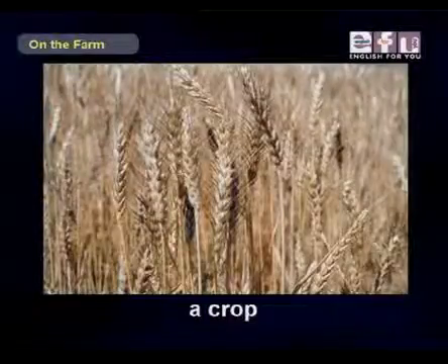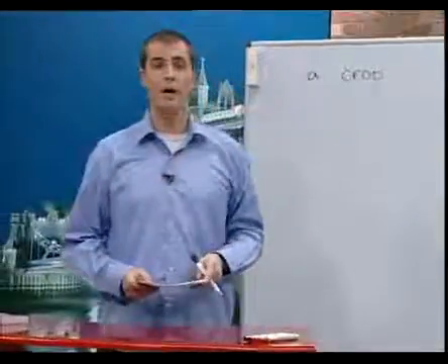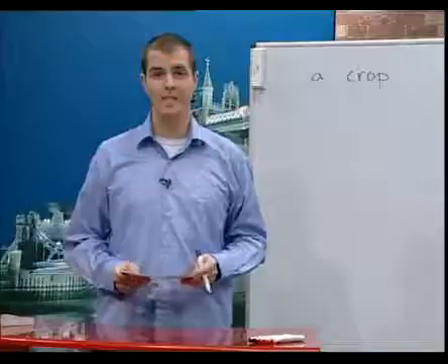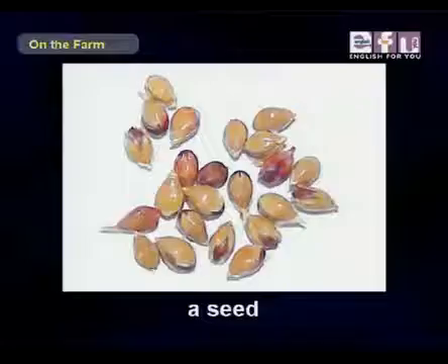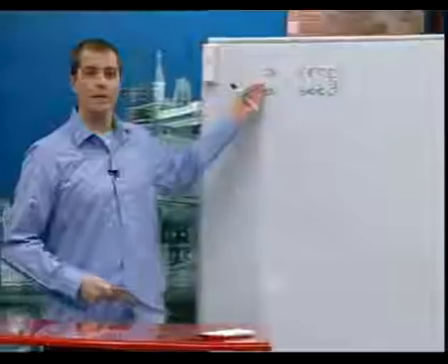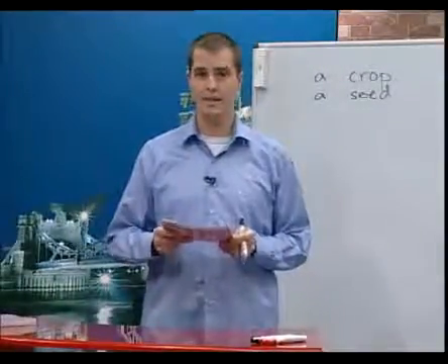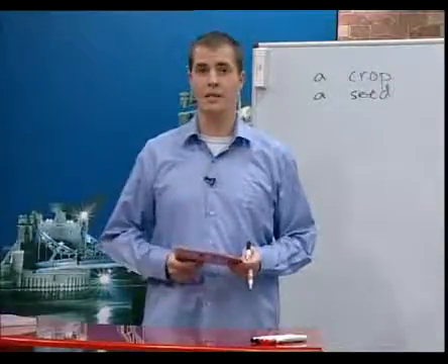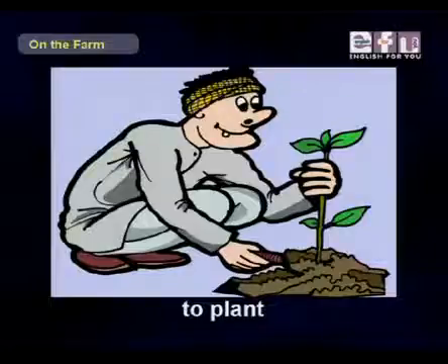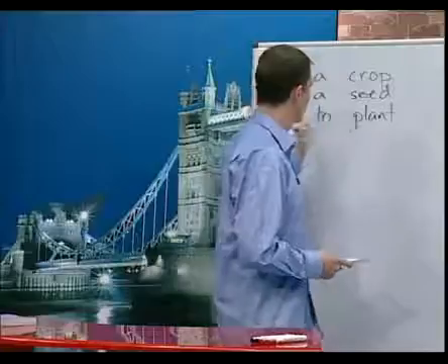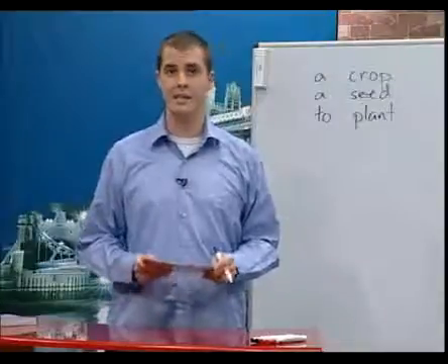So we have a crop. A crop is a plant that is grown by farmers, especially in order to be eaten. For example, wheat is a crop and rice is a crop. A seed is a small, hard object produced by plants and from which a new plant can be grown. The same plant can be grown from a seed. To plant is a verb. To plant means to put plants or seeds in the ground.